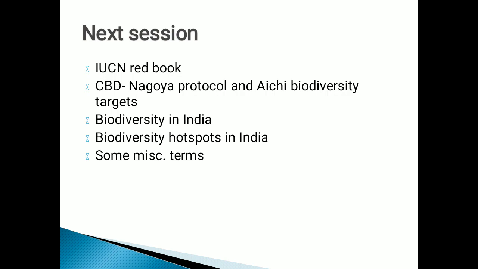So in the next session we'll continue the biodiversity portion, where the IUCN releases red books regarding threatened, extinct, and wild species, what the categories are, and what kind of animals come under them. Everything will be dealt with. Especially the focus of the next session will be on biodiversity of India and biodiversity hotspots in India. What are those portions, why are they called biodiversity hotspots, what is the criteria to declare an area a biodiversity hotspot, and some miscellaneous terms which frequently occur in the environment portion and which often confuse us, we shall discuss in the next session.